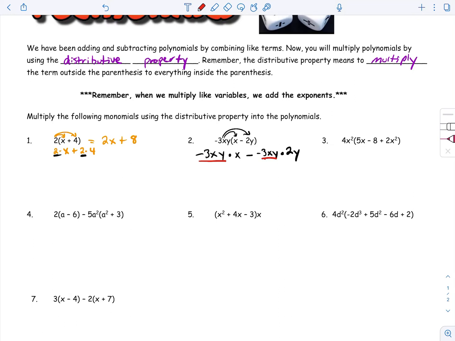Now, we can rearrange this in order to see that the x's kind of go together. There are 2 of them. The double negatives plus positive, so that this becomes 3 times 2 times x times y times y. So that's negative 3x squared y plus 6x y squared. And there we go. All right, I want you to try number 3.